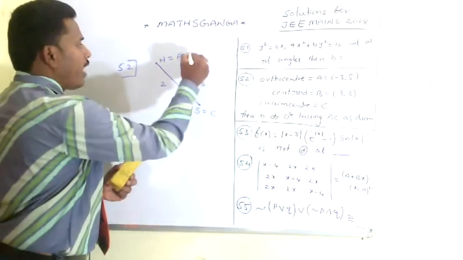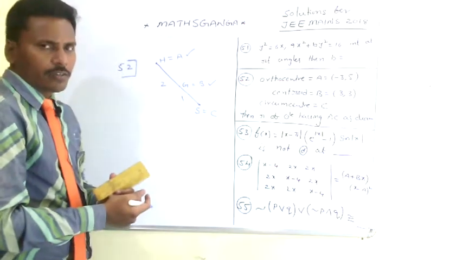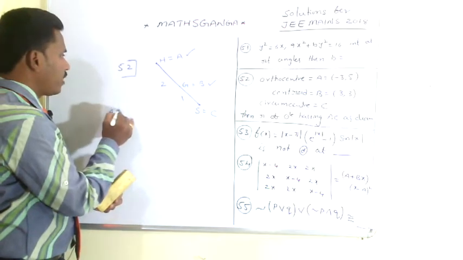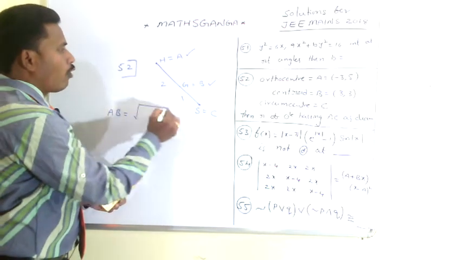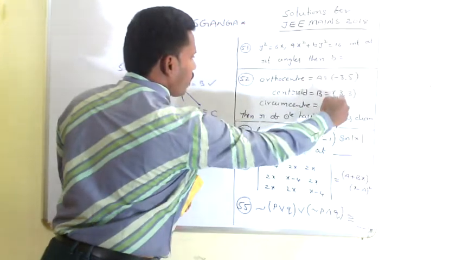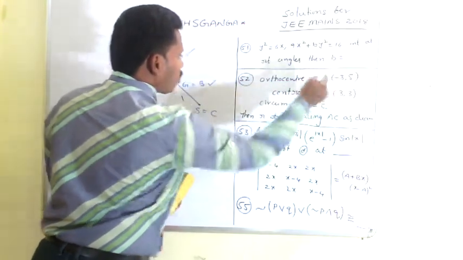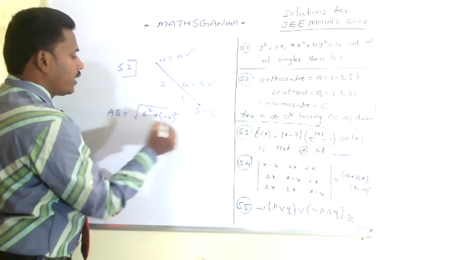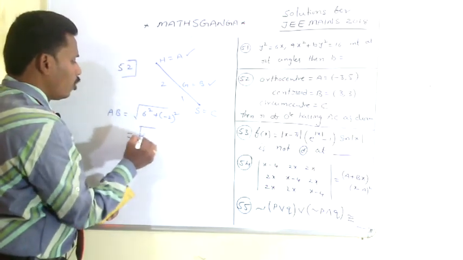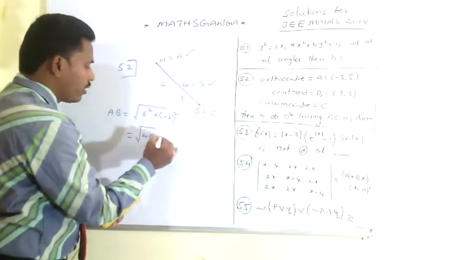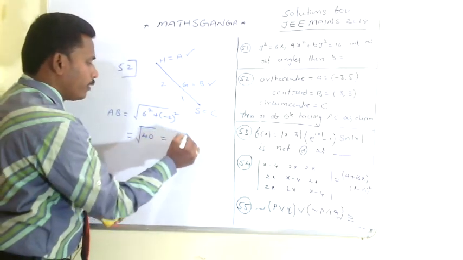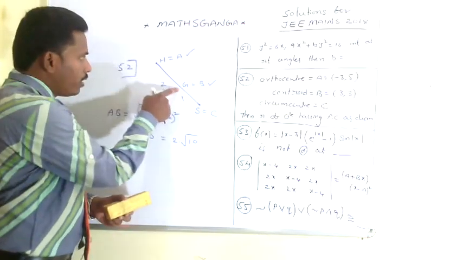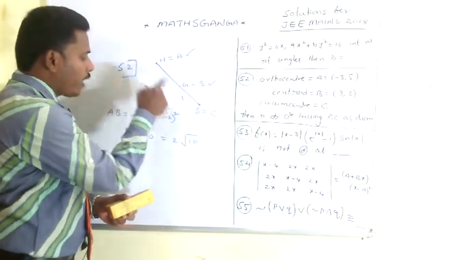In the question they mentioned the coordinates of A and B, so calculate the distance between those two. The distance AB is the square root of (x2 minus x1) whole squared plus (y2 minus y1) whole squared. That is 3 minus (minus 3), which is 6, squared, plus (1 minus 3), which is minus 2, squared. 36 plus 4 is root 40, and I can write root 40 as 2 root 10, since 4 into 10. So the distance from the orthocenter to the centroid is 2 root 10.